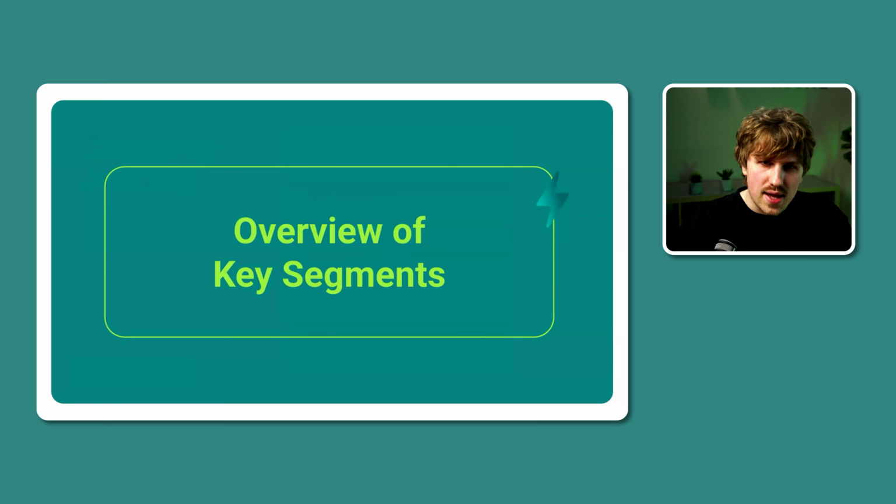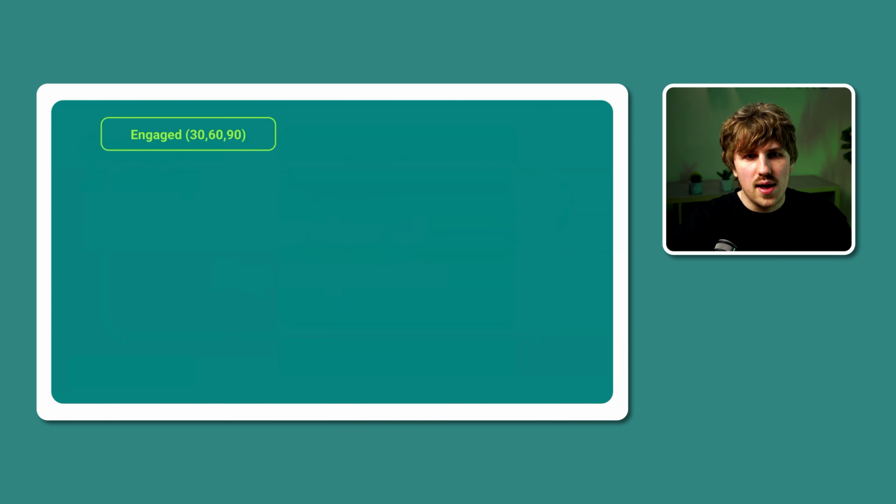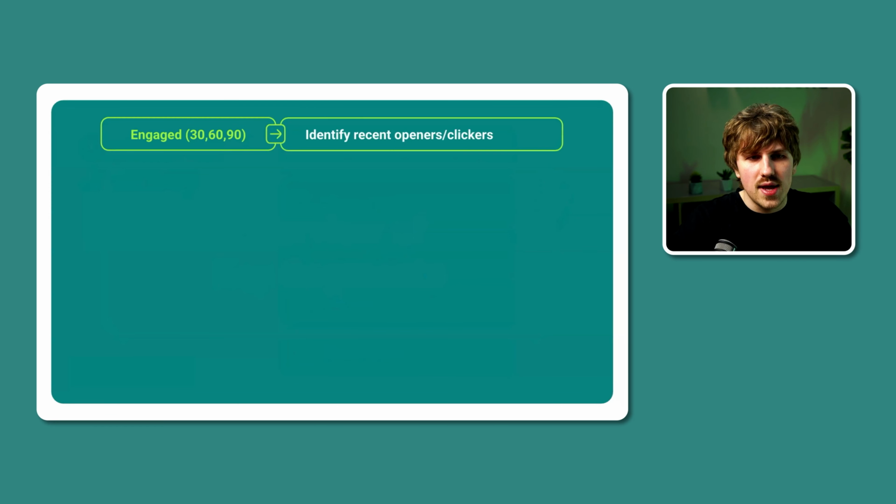And I'm going to show the key segments that you can use: Engage 30, 60, 90. This is the regular one that we use. And what does that mean? You're identifying the recent opens or clickers. Keep in mind that you can use different days. I would recommend using all of these, 30, 60, 90.